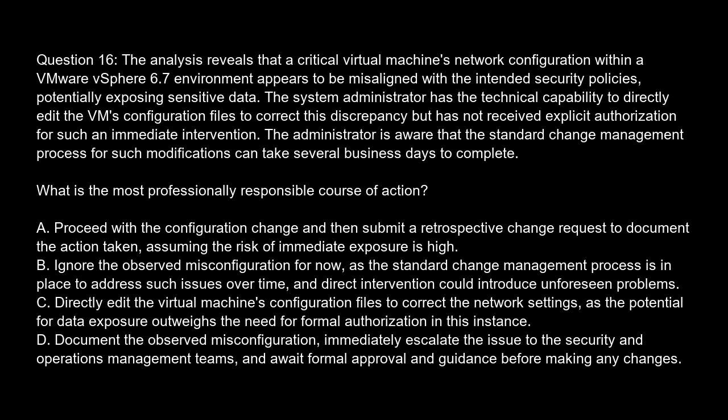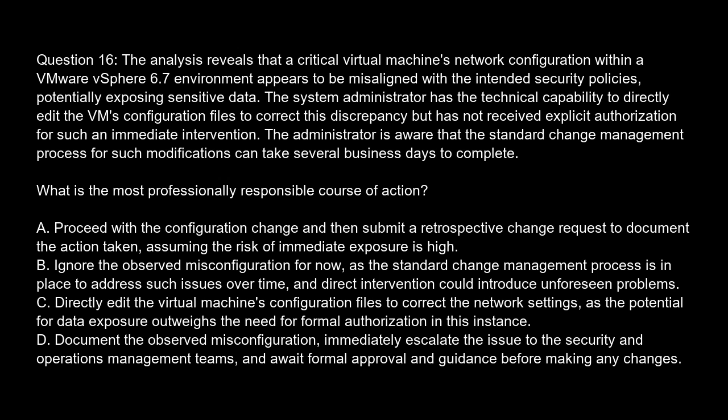Option A. Proceed with the configuration change and then submit a retrospective change request to document the action taken, assuming the risk of immediate exposure is high. Option B. Ignore the observed misconfiguration for now, as the standard change management process is in place to address such issues over time, and direct intervention could introduce unforeseen problems. Option C. Directly edit the virtual machine's configuration files to correct the network settings, as the potential for data exposure outweighs the need for formal authorization in this instance.